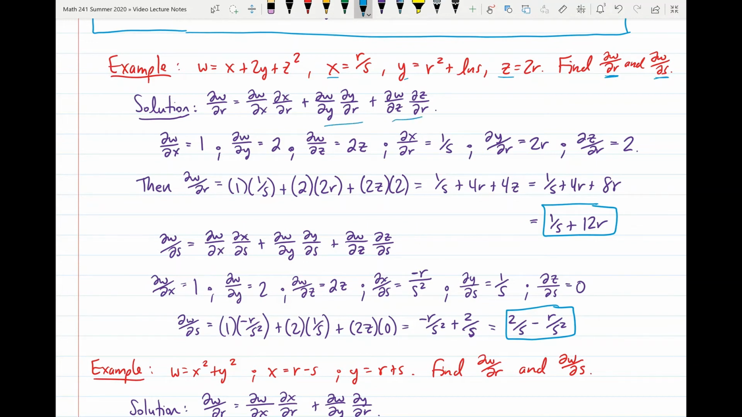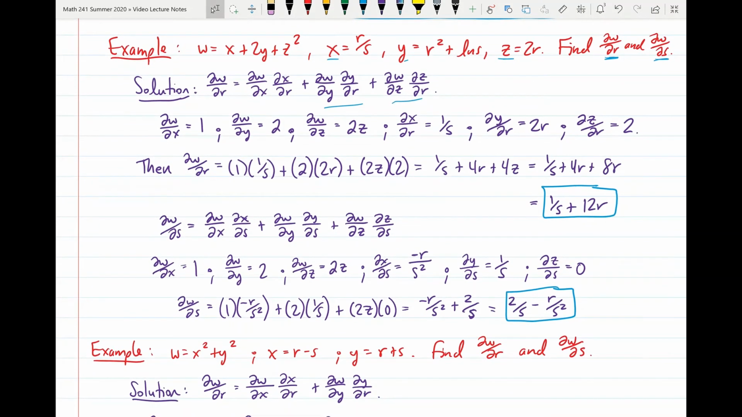I think that's going to get tiresome to say after a while, so I'm going to leave it at that for now. But we are going to go through and calculate all of these different partial derivatives that show up in the expression. So we start out with the partial derivative of w with respect to x, and we find that it's equal to 1. We then get the partial derivative of w with respect to y, and that's equal to 2. And then we find the partial derivative of w with respect to z, and that's equal to 2z.